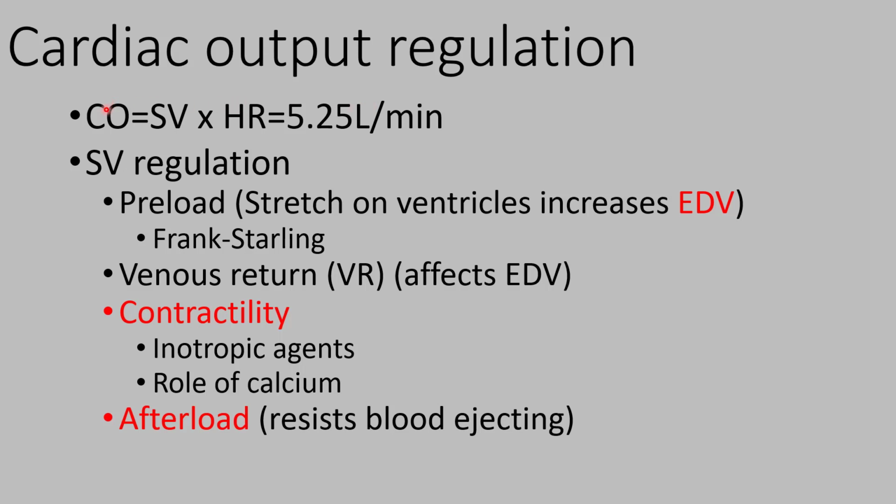So if we know that CO is equal to SV times HR, well, if we need to regulate it, if we need to raise or lower cardiac output, how would we do that? Well, we would do that by either raising or lowering stroke volume or by raising or lowering heart rate. So we can adjust or regulate cardiac output by adjusting or regulating stroke volume or heart rate.